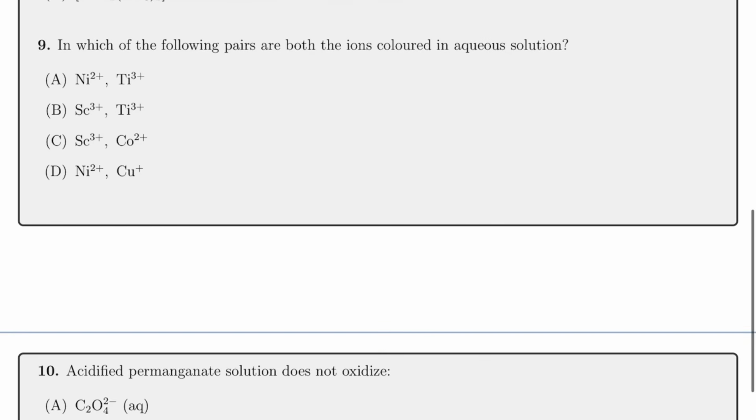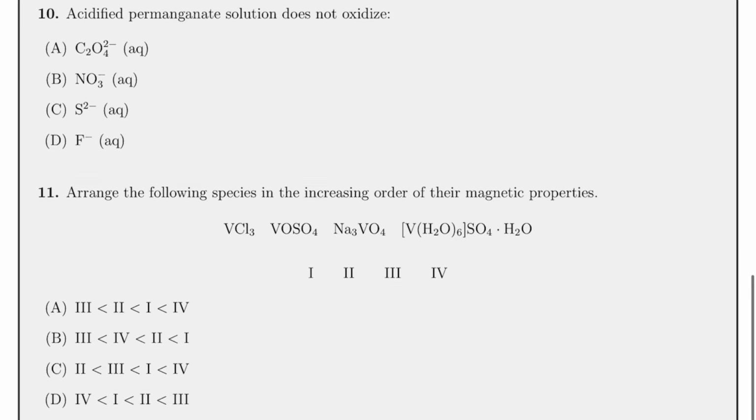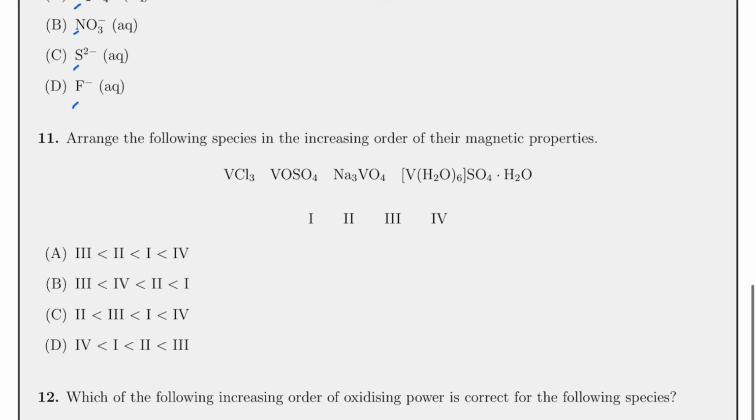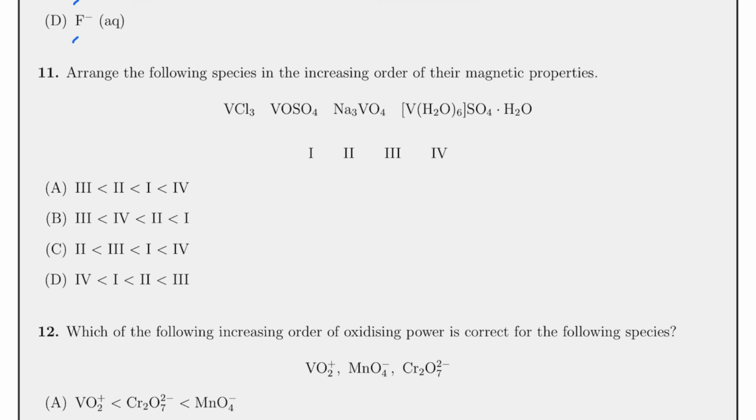And then again, for ions to be colored, you want them to not have d0 or d10 for d-d transition, right? So accordingly you can answer it. Then, acidified permanganate solution does not oxidize. So again, oxidation state of the central metal atom plays a very important role, and based on that you will easily be able to segregate whether it will be oxidizing or not. The 11th one is based on the increasing order of magnetic properties. Again, you need to figure out what charges vanadium has, and accordingly you have to proceed.